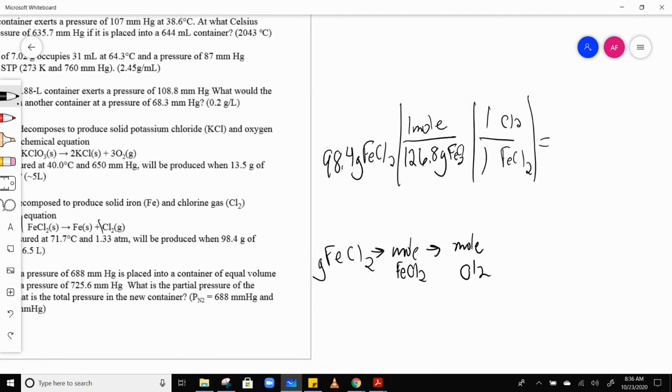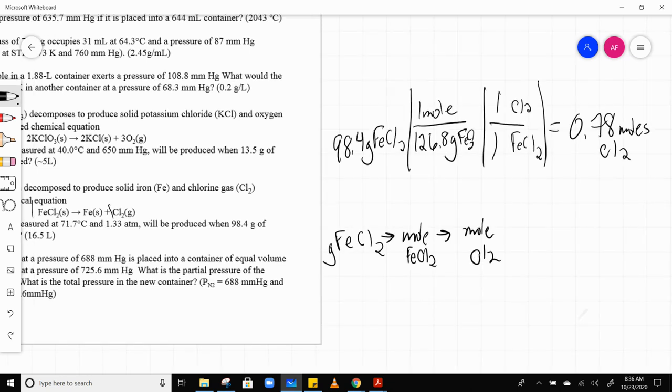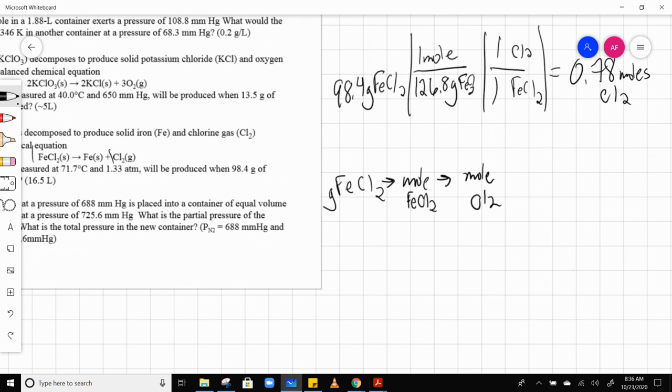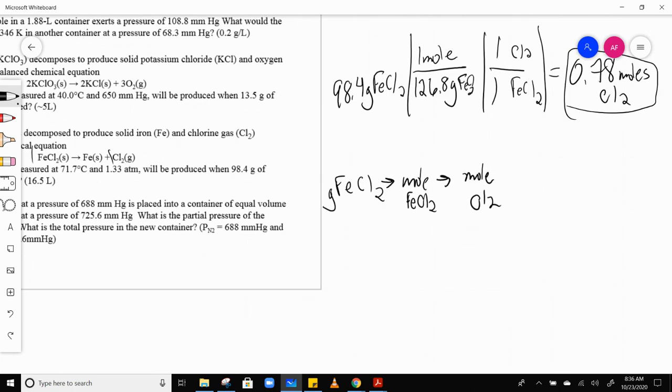Okay, so let's do the math here. 98.4 divided by 126.8, and we get 0.78. So 0.78 moles of Cl2. Okay, so that's our n value. All right, and we're going to use PV equals nRT.